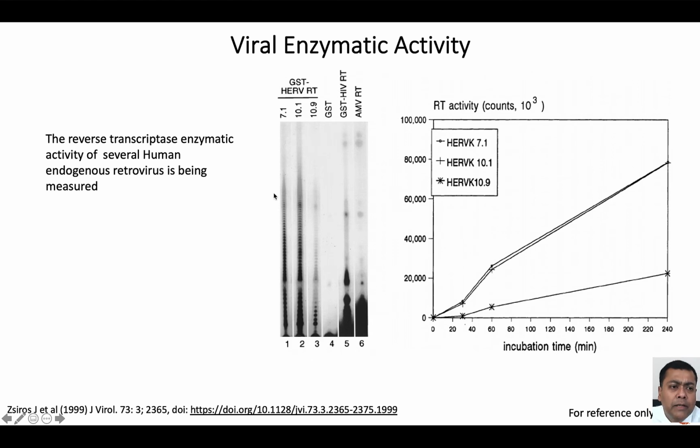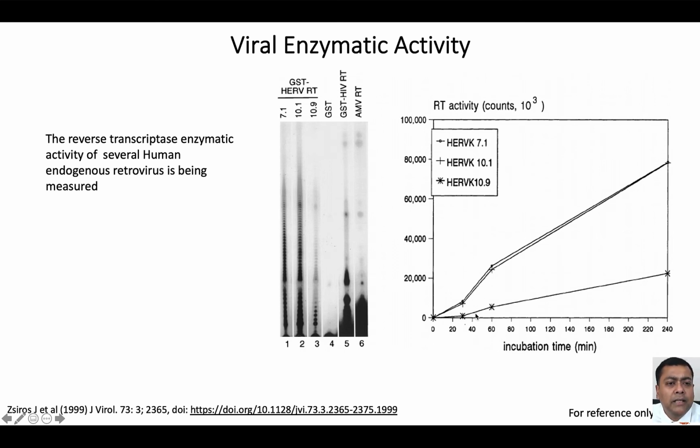Depending upon that, you can see that the RT activity of this 7.1 and 10.1 are almost similar. Right here, the data from here is plotted. They're almost similar, whereas the 10.9 produces a much smaller amount of product. Here you can see the product is much less. So here is the RT activity versus incubation time over the minutes, and you can see the different enzymatic activity of the endogenous retroviruses.